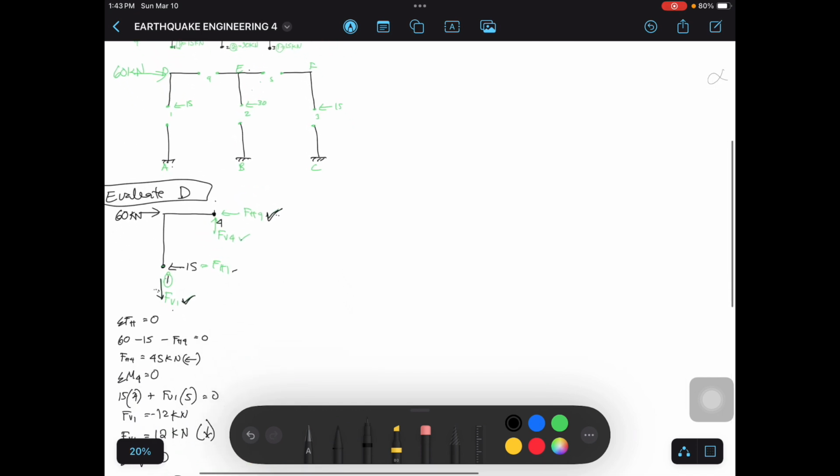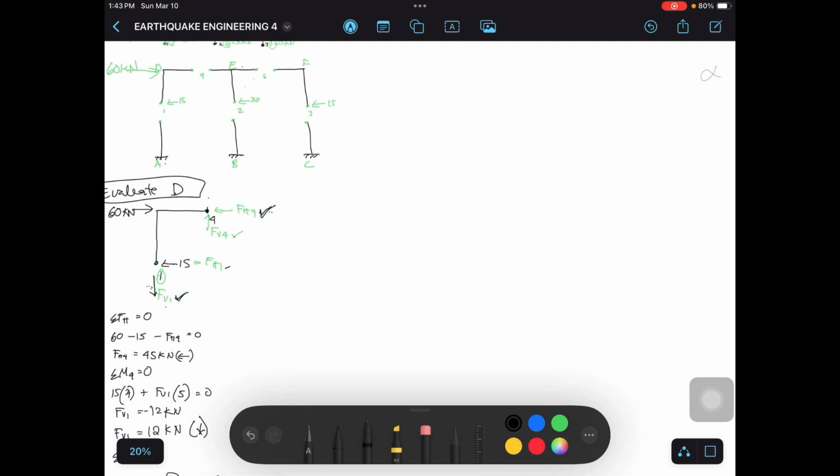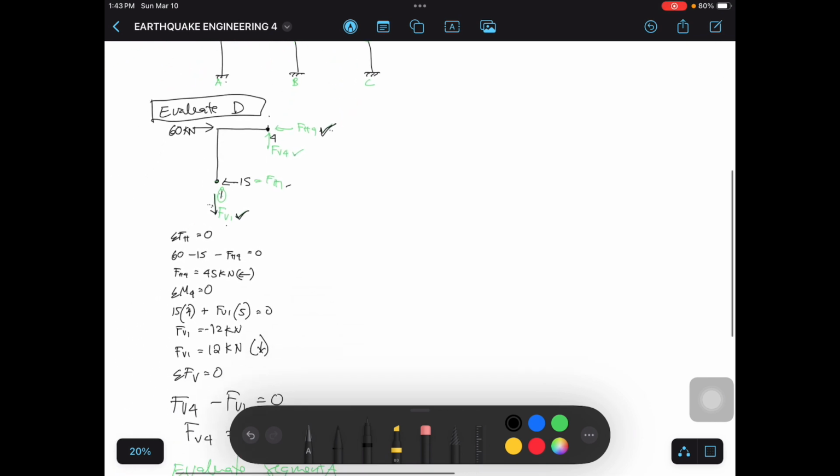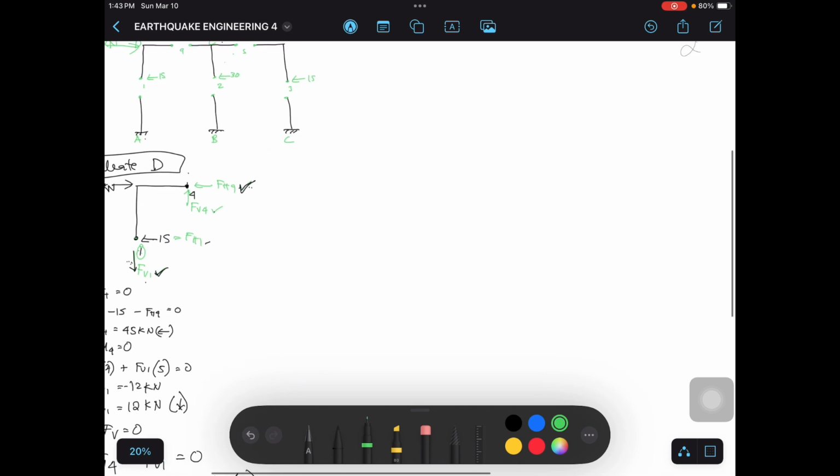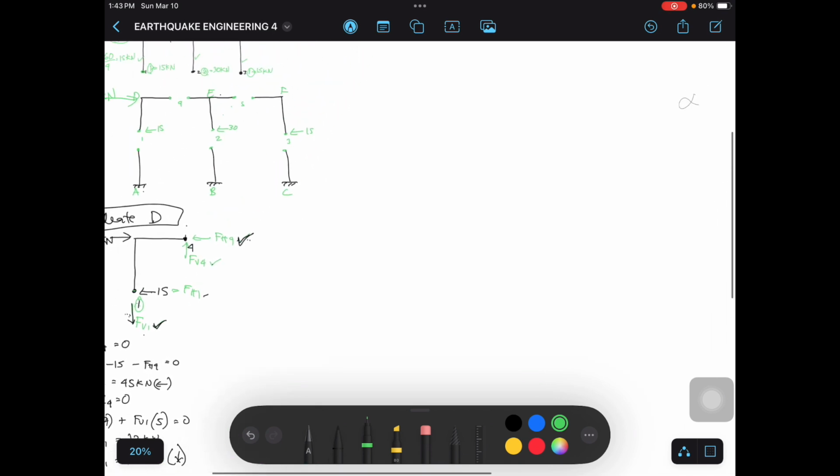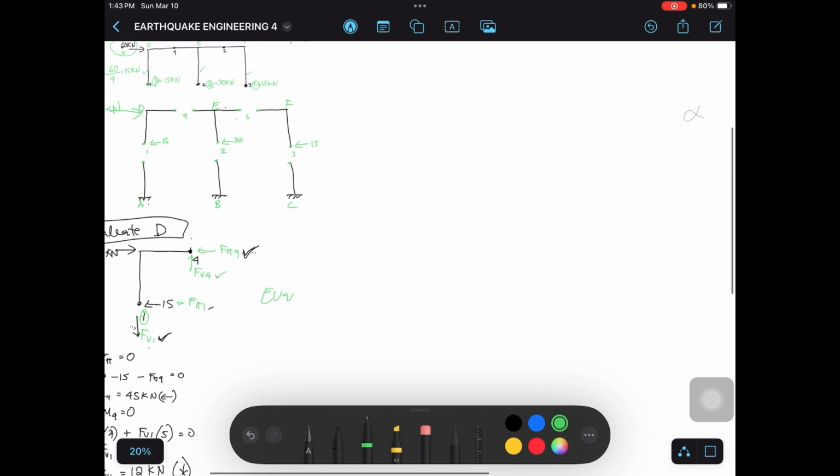Pwede ka nang pumunta kay segment E. Let me just discuss yung segment E, pero yung the rest, isusulat ko na lang para pag-practicean nyo. Puro statics lang naman kasi. Kaya hindi ko na ipapakita yung buong computation hanggang segment F, B, and C. Kasi dito ay tatlo na yung members, pero hindi lahat i-discuss. You should know how to do statics. So, let's evaluate segment E.